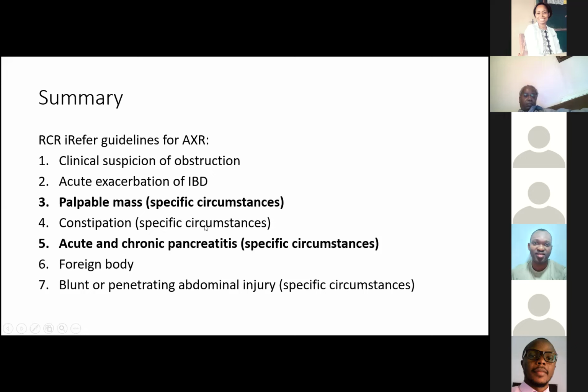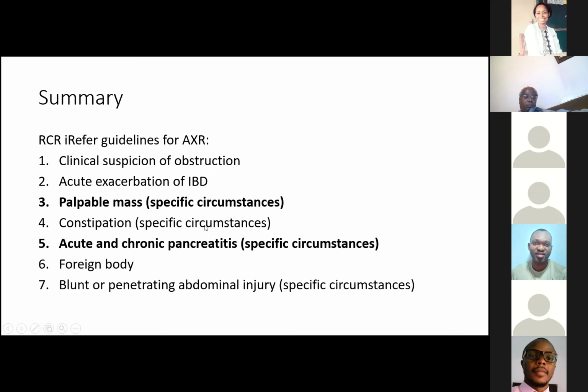And number four is constipation. Plain films are useful certainly for functional studies where you're querying functional gut problems. So as part of that workup by specialist doctors, there is a role for plain films, when you're trying to measure the transit time through the bowel. So that one I probably have no problems with.